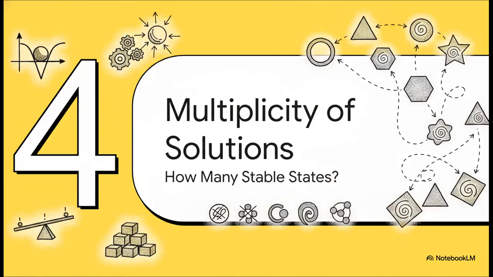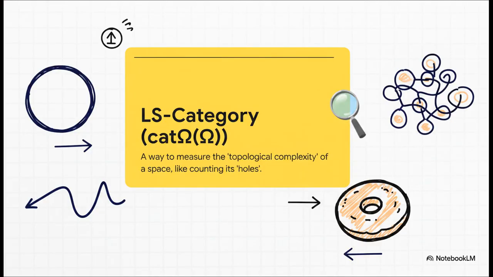So we know that a stable state can exist. But here's where it gets really interesting. Is there only one? This question opens up a whole new layer, a multiplicity of solutions. Or, put another way, just how many different ways can this thing be stable? To figure this out, the researchers pull out a really cool tool from a field called topology. It's got a wild name, the Lusternik-Schnirelmann category, but don't worry about that.